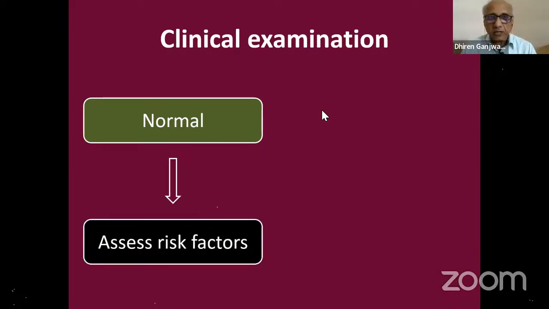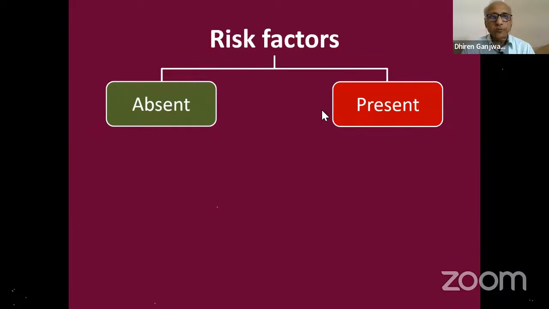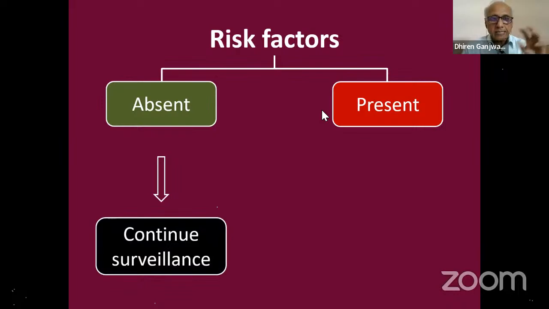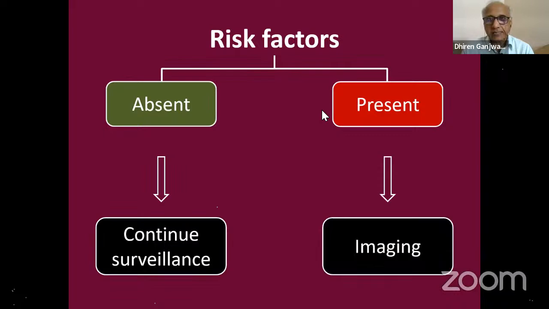Then we ask the second question: the clinical examination is normal, what about the risk factor? Again, there are 2 possibilities: the risk factor may be present, it may be absent. Let's take the first scenario: the clinical examination is normal, the risk factors are absent. In that case, we just have to continue surveillance. We don't need to go for imaging. However, if the clinical examination is normal but the risk factors are present, then we have to go for imaging.